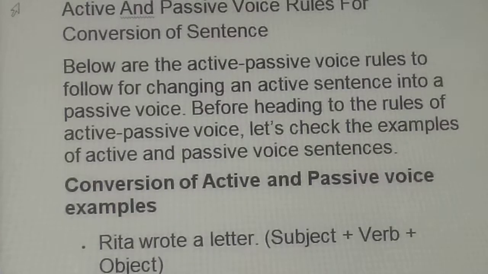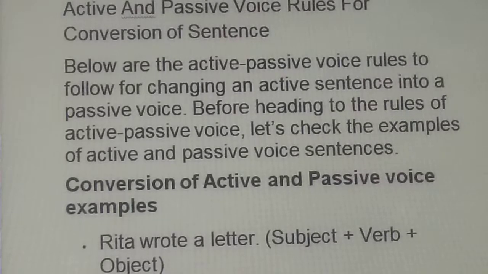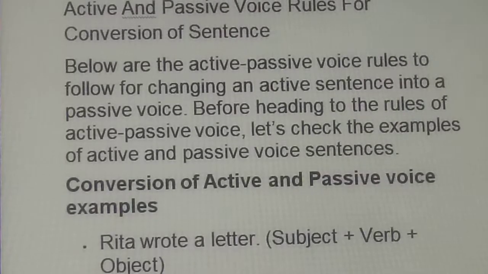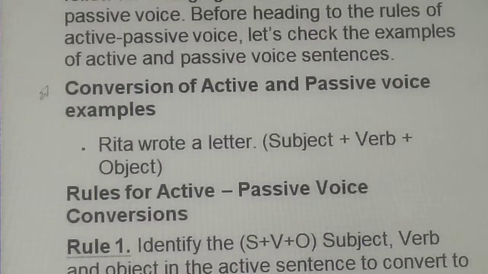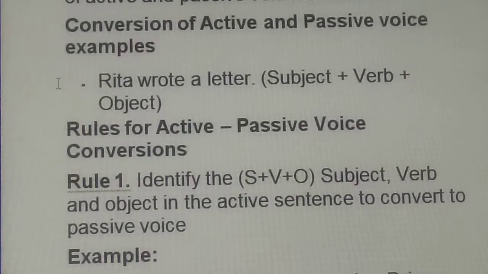Active and passive voice rules for conversion of sentence. Below are the active passive voice rules to follow for changing an active sentence into passive voice. Before heading to the rules of active passive voice, let's check the example of active and passive for better understanding. This is very important, children. You must know these rules, otherwise you cannot convert. Conversion of active and passive voice examples. Rita wrote a letter. See, Rita is the subject, plus verb. Which one? Wrote. What's the object here? Letter. It has a direct object.